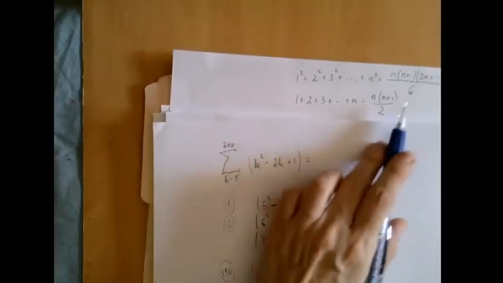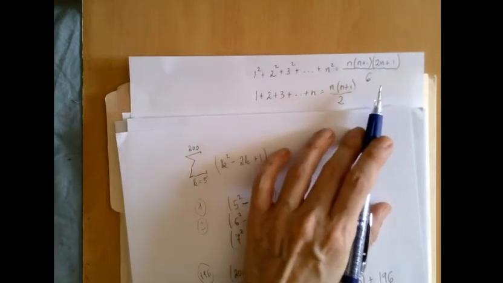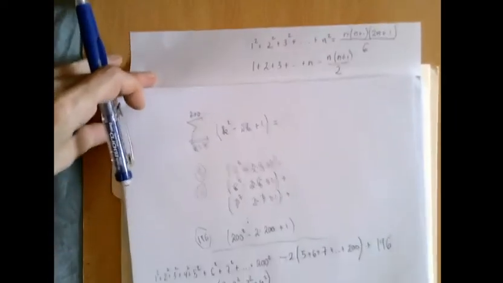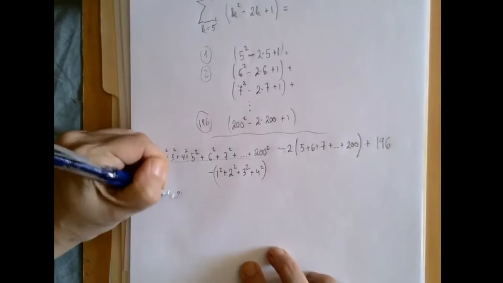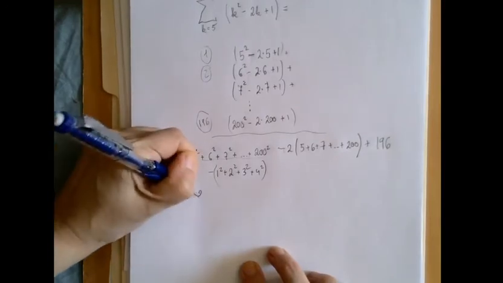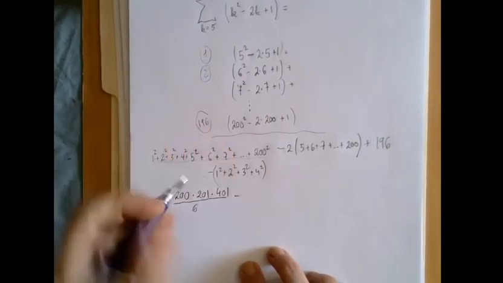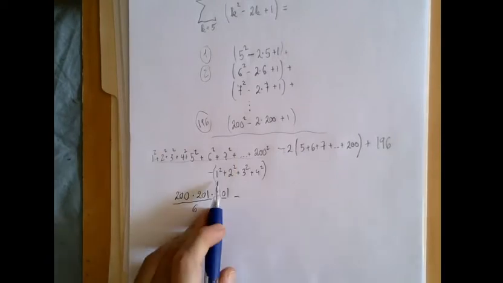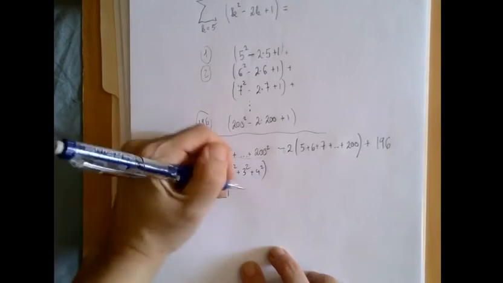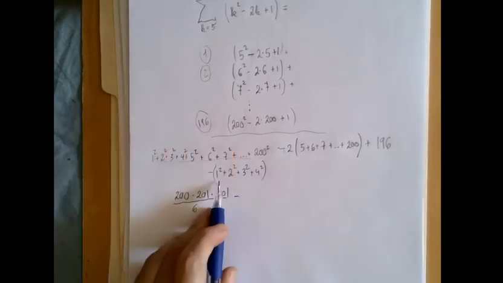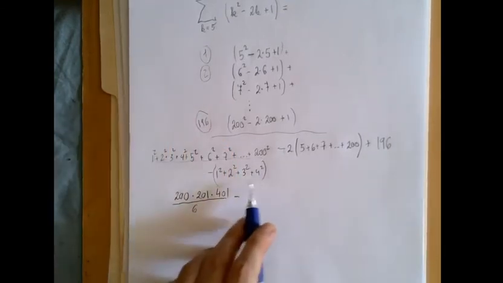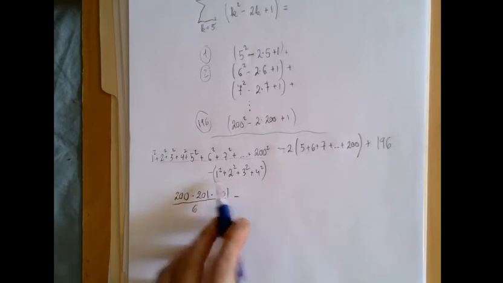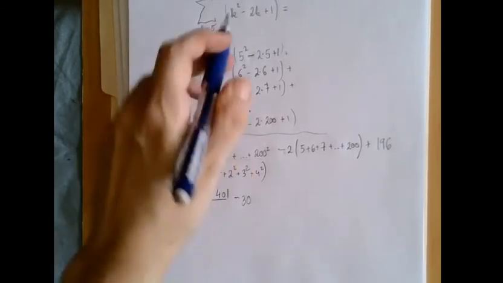We're substituting into the right hand side of this formula with n equals 200. So that's 200. n plus 1 is 201. And 2n plus 1 is 401, divided by 6. That takes care of this sum. And from that, we're subtracting. This is just small enough to do it. 16 plus 9 is 25, 30. So that's the first column.